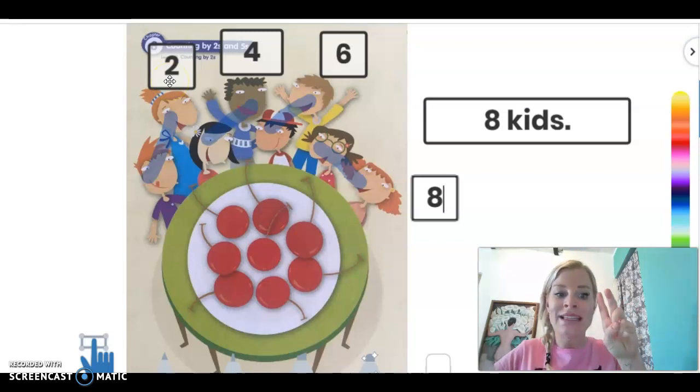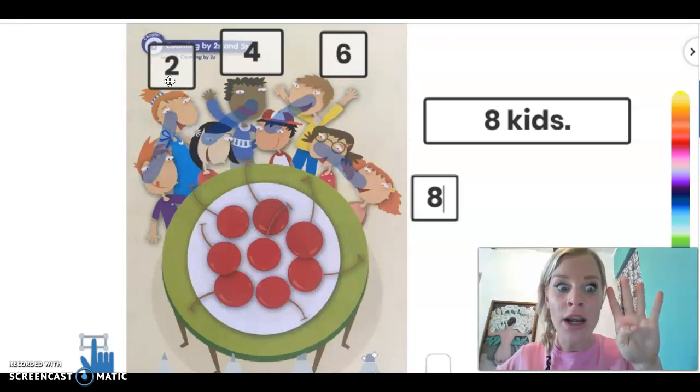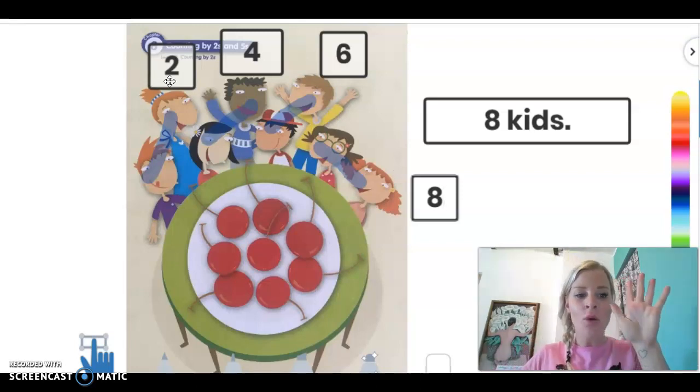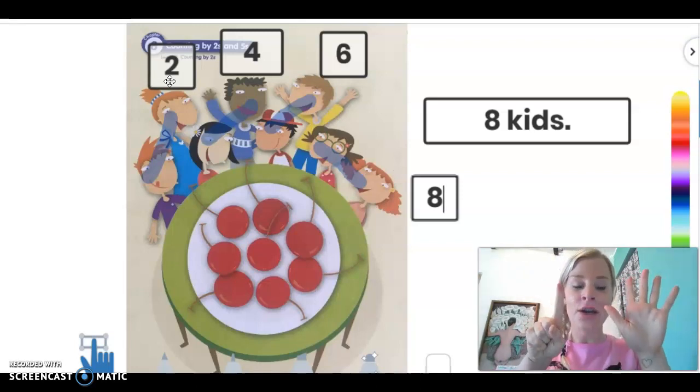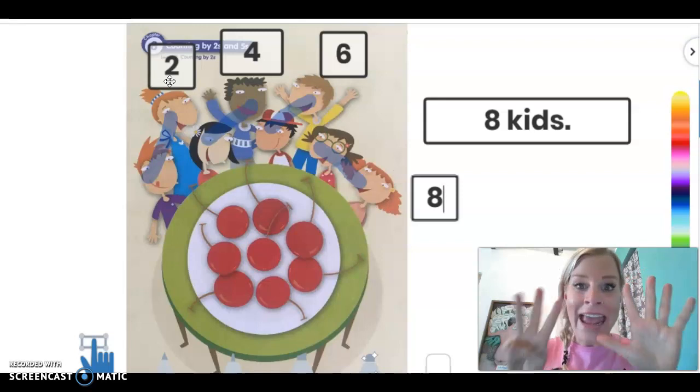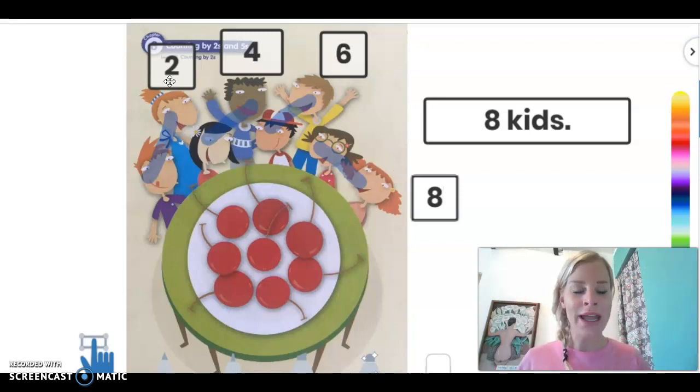2, we say 3 quietly, and then 4 loud. We say 5 quietly, and then 6 loud. We say 7 quietly, and then 8 loud. It's like we're counting every other number, or we're skipping some numbers, skipping over them. That's why we say skip counting by 2.